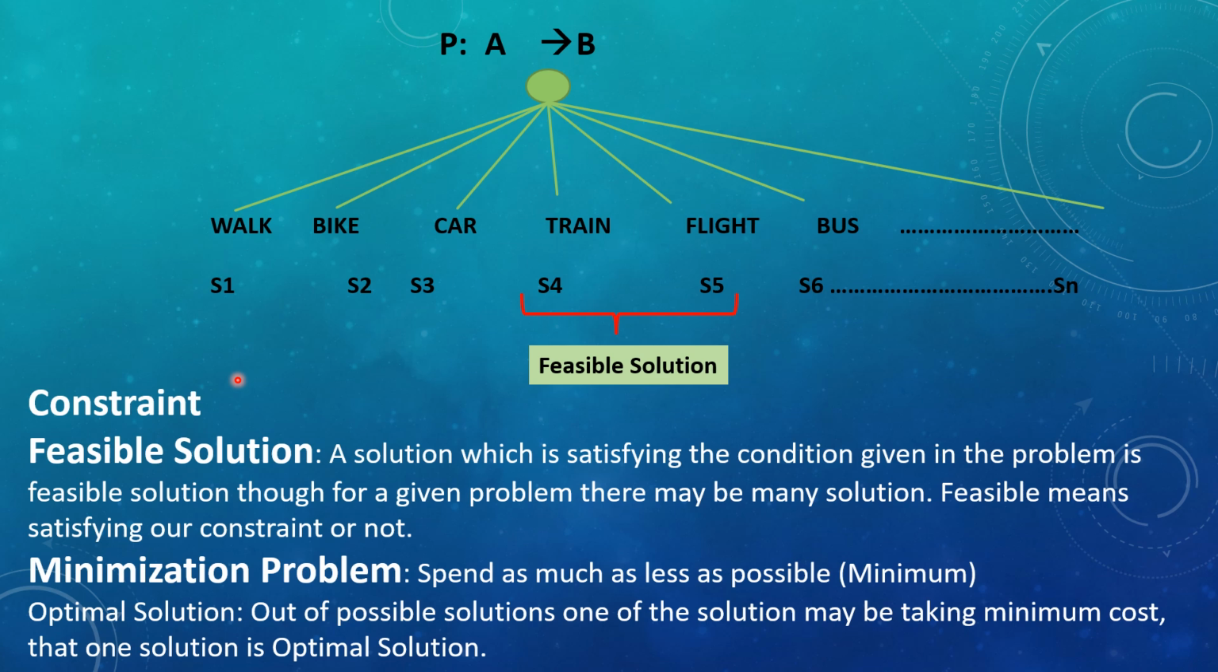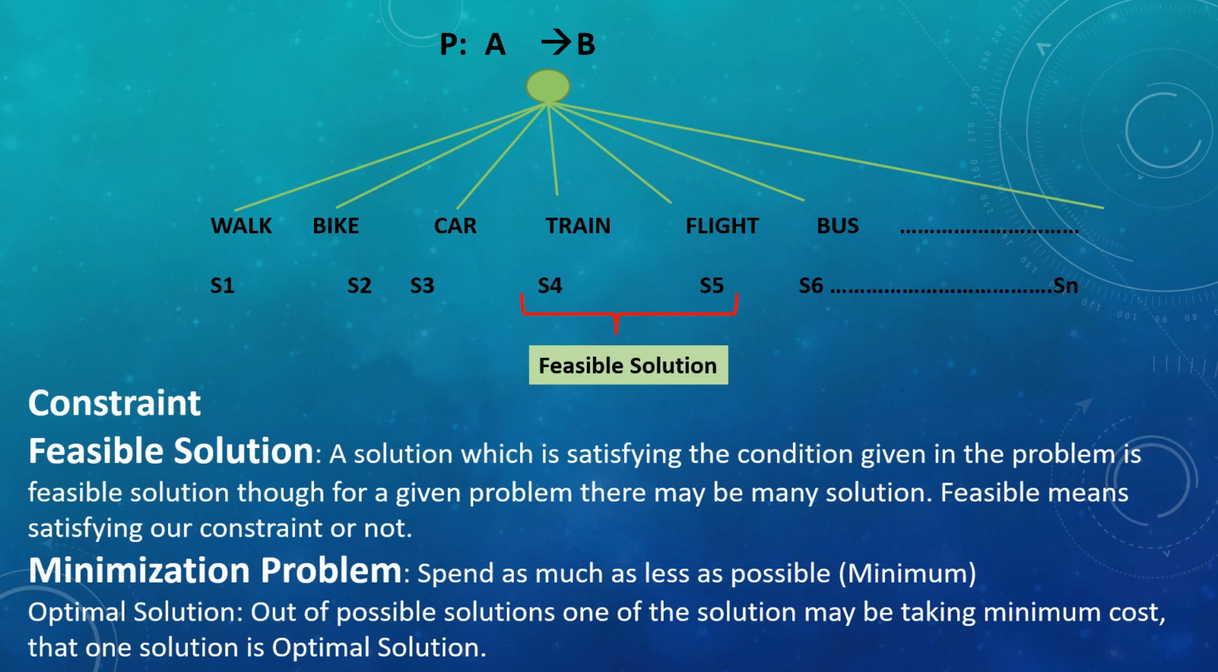Like I say that I have to cover this journey within 12 hours, मुझे 12 घंटे में ये जर्नी कंप्लीट करनी है। तो दिस इज द कंडीशन और कंस्ट्रेंट विद माय प्रॉब्लम। I cannot cover it if I go by walk or by car. So I can cover it only if I manage to go by train or flight. So train or flight is my feasible solution among n number of solutions.